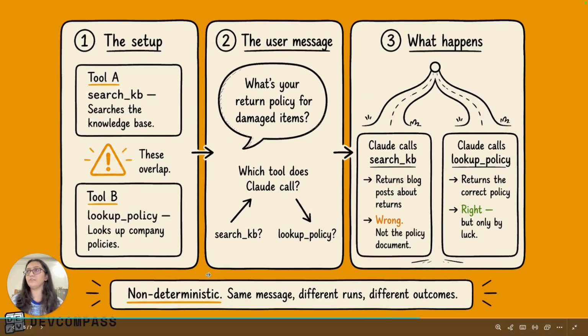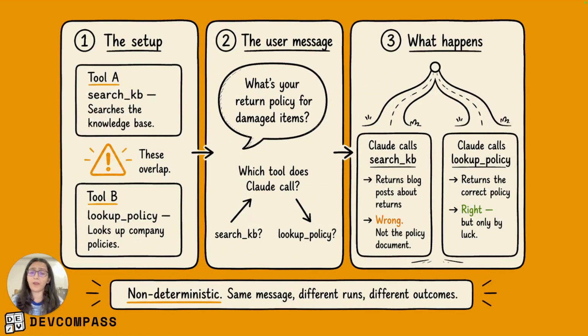So what happens if you go about it this way in production? If you skip the last two things, the boundary and the cross-reference, then you are setting up for a failure mode. That shows up in the walkthrough. If you look at panel 1 on the left, two tool descriptions. Tool A, search KB, which searches the knowledge base. Tool B, lookup policy, looks up the company's policy. They sound different. But now look at panel 2, a real user message: "What's your return policy for damaged items?" Which tool should Claude actually call?